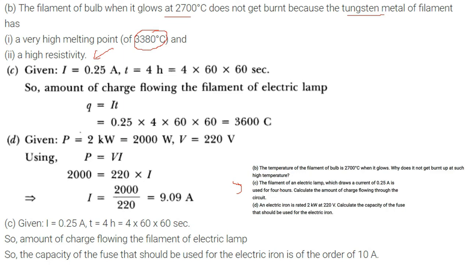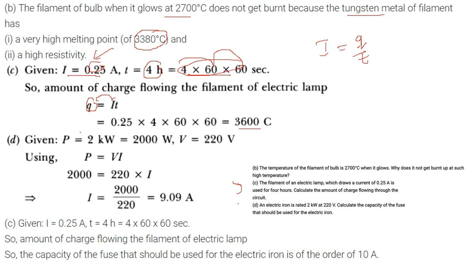Then the next part is, the filament of an electric lamp which draws a current of 0.25 ampere is used for 4 hours. Calculate the amount of charge flowing through the circuit. Here in this question it is given I is 0.25 ampere, time is 4 hours. So let us change it into seconds. 1 hour has 60 minutes, 1 minute has 60 seconds. We know that the amount of charge Q is given by I into t, because I is nothing but the rate of change of charge. So Q is equal to I t, and this is going to be 3600 coulomb.